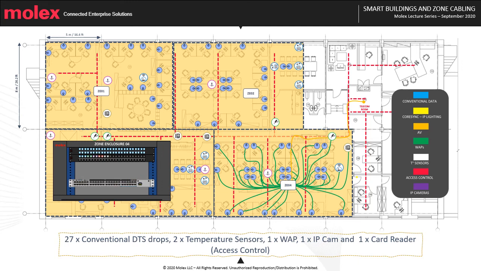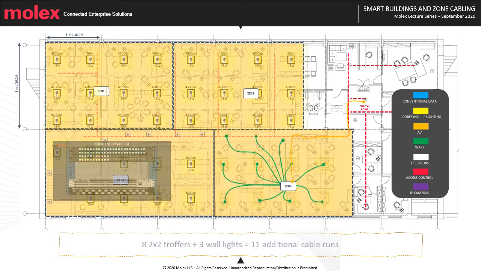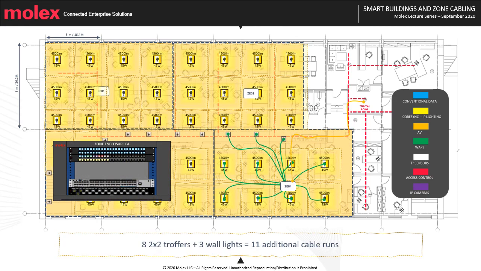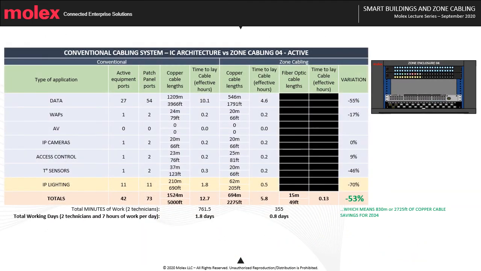Let's now continue and complete our active cabling design. We will now design zone enclosure number 4. And this here is for our voice data and IoT services. And this is for the distribution of our remotely powered LED fixtures. And the table on this slide is the comparison between our conventional cabling and our zone cabling architecture for zone enclosure 4. Again, you can see here the savings we can achieve for our copper cable.